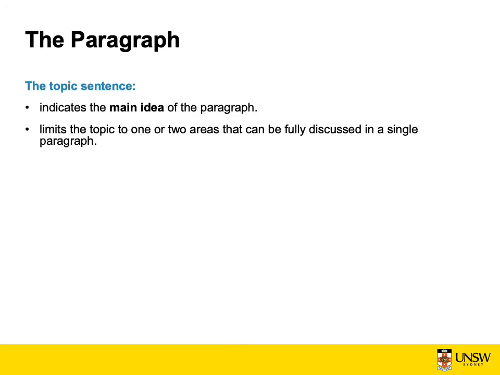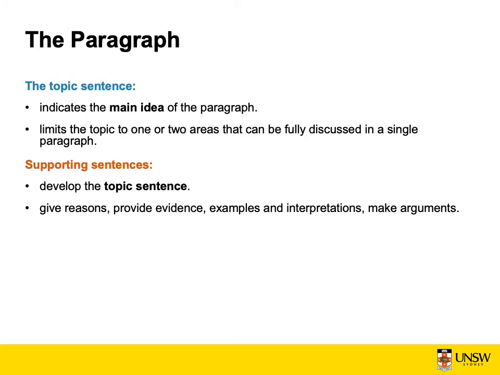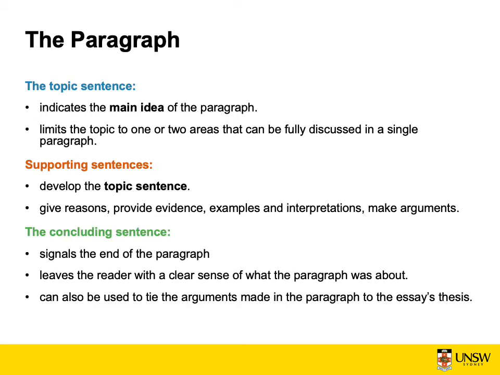Okay, so what does a paragraph actually look like? What does it contain? Firstly, it has a topic sentence. This indicates the main idea of the paragraph, and it limits the topic to 1 or 2 areas that can be fully discussed in a single paragraph. So those are its primary functions. It then has supporting sentences. These develop the topic sentence, and they give the reasons, provide the evidence, examples and interpretations, and they also make arguments. Finally, it has a concluding sentence, which signals the end of the paragraph.